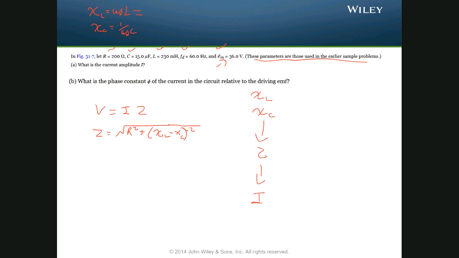You should have gotten around 86.7 ohms. There, you should have gotten 177 ohms. It's a 6. For these two, right? And you're already given R. So once you do that, you can get Z.